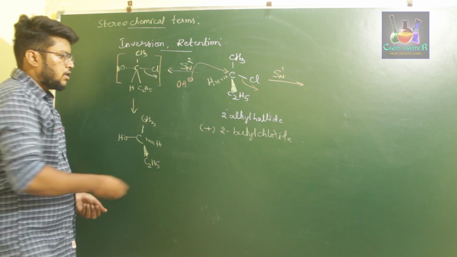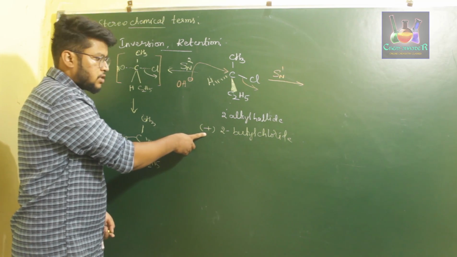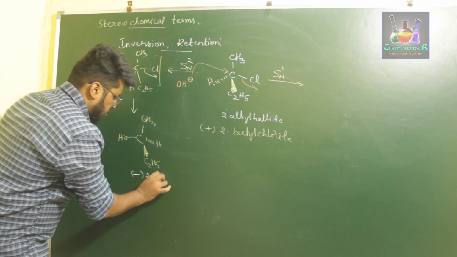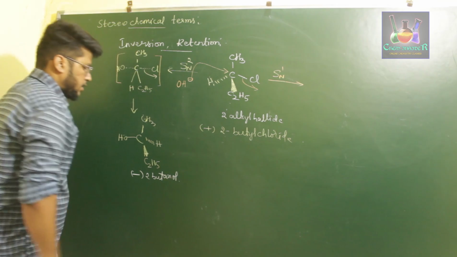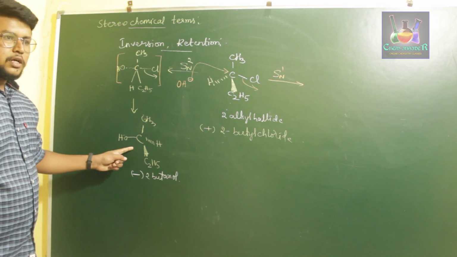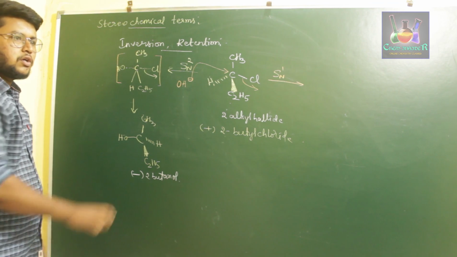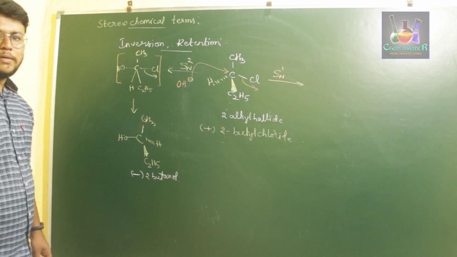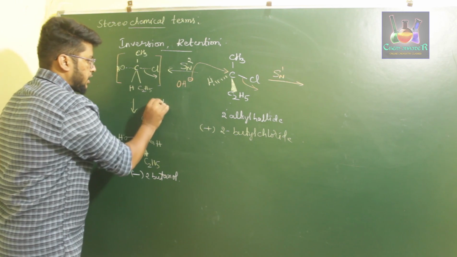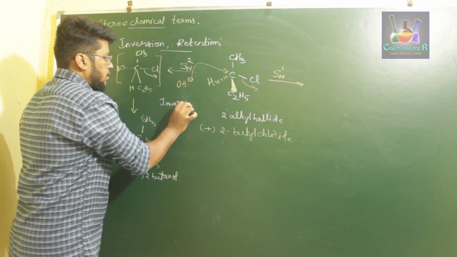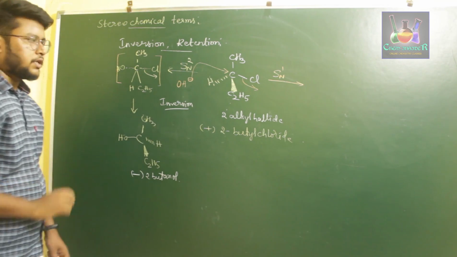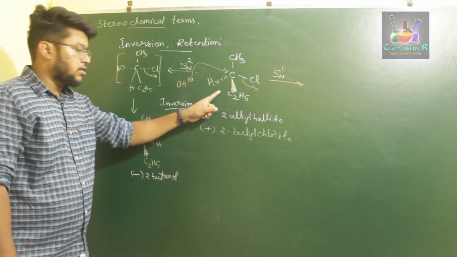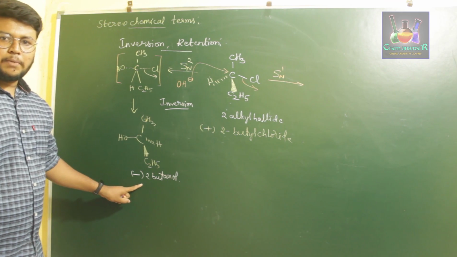So instead of forming plus 2-butyl alcohol, it forms minus 2-butanol. That is, there is a complete change in configuration, which results in anti-rotation of our compound. This is in the SN2 mechanism. As we know, here inversion takes place. Here we observe inversion of configuration. That is, the parent reactant has a different geometric configuration when compared to the product.